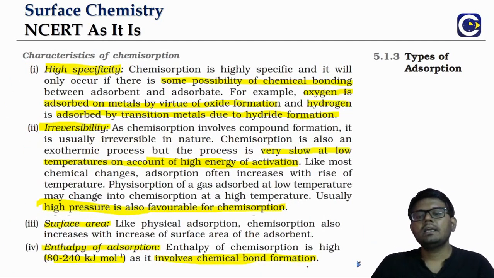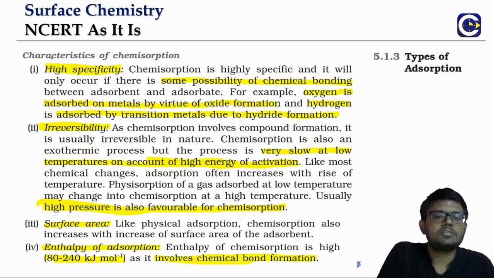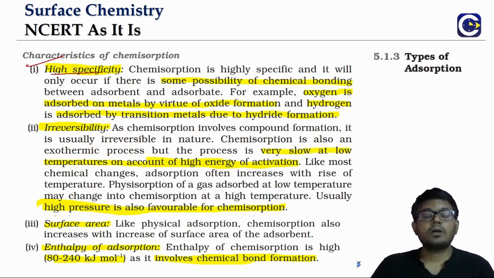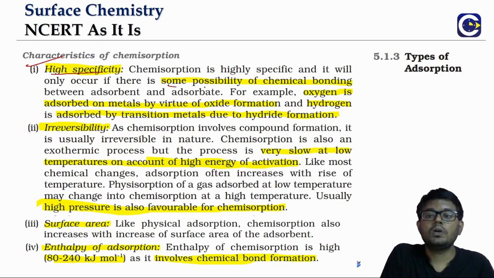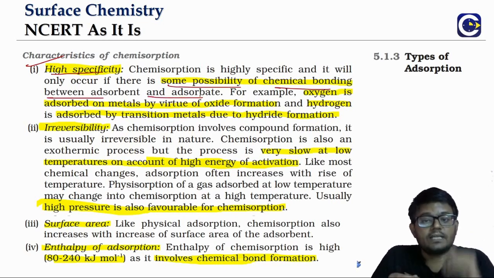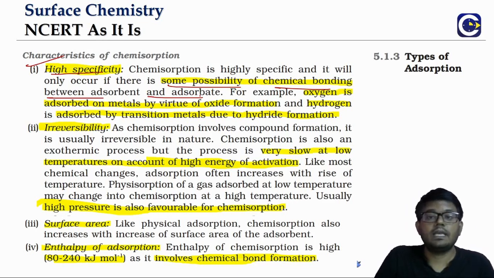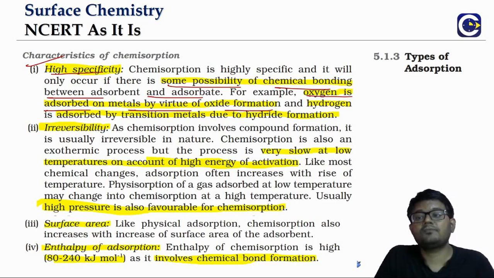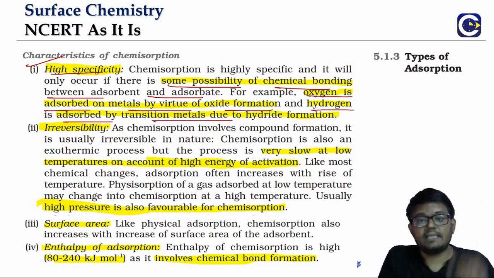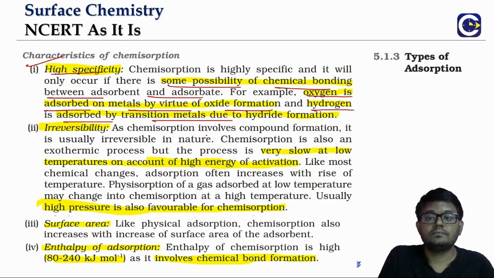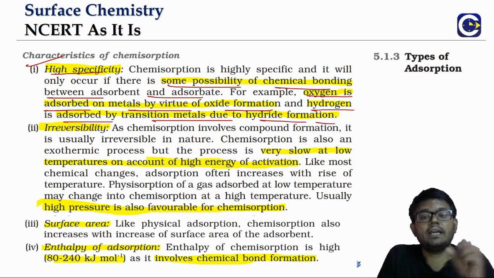Let's talk about the chemical adsorption. Okay, chemical adsorption, it is highly specific. Why? Because there has to be a chemical bond formed. So when you talk about the chemical bonding possibility between adsorbate and adsorbent, it has to be very specific. Like I was giving an example, right? Oxygen will be adsorbed on the metal because oxides can form. Hydrogen can be adsorbed on the transition metals, like the example we gave, hydrogen on nickel. That will happen because of the hydride formation.